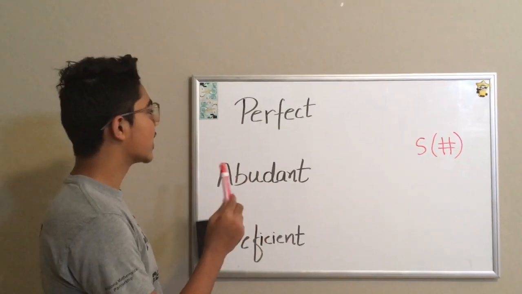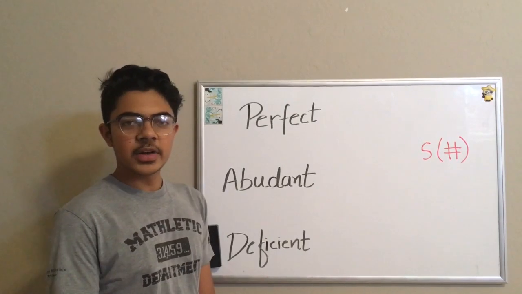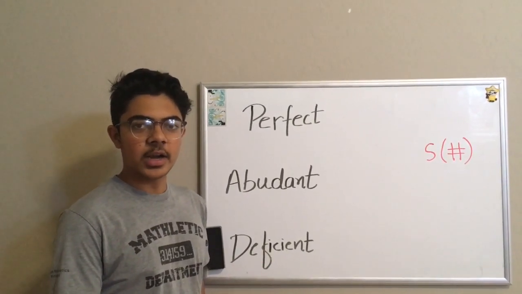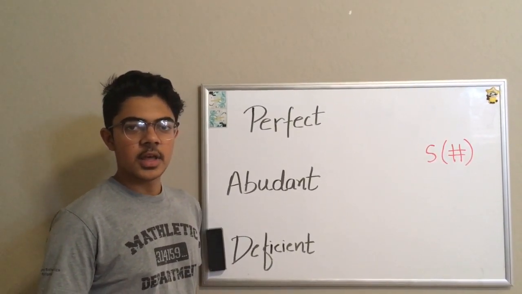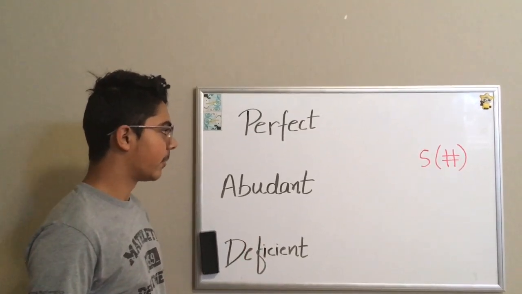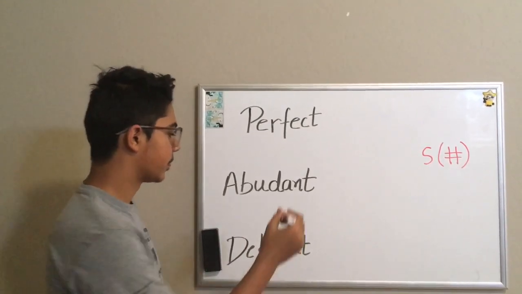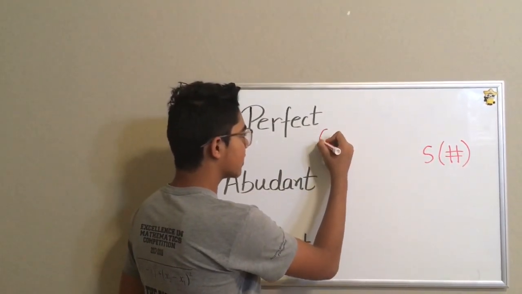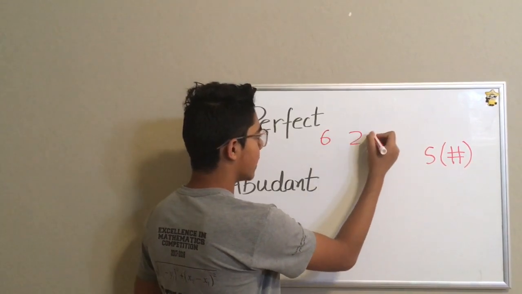First, we will be looking at perfect numbers. A perfect number is one that when you add up all of its divisors, it equals the number itself. So let's look at some examples. Let's do 6 and 28.